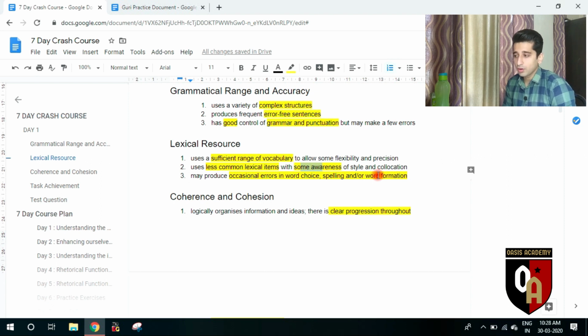So if you are struggling with spelling errors, you need to work on that, because if you are making those errors, you cannot get band 7, it will be below that.